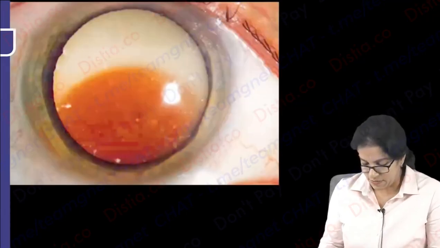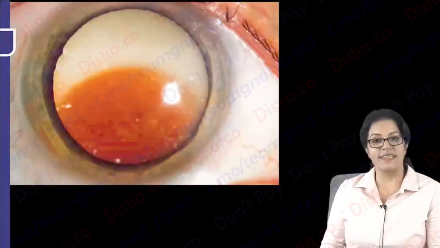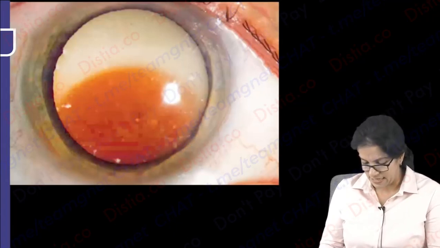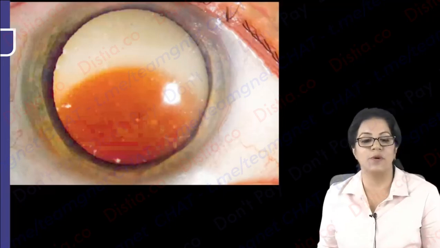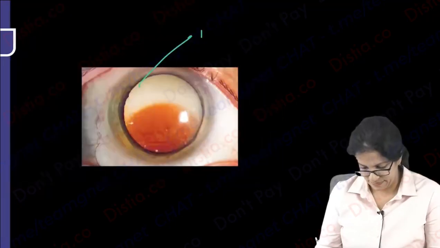Then, we have already discussed this accommodation part. Again, this is a mature cataract. And here comes your hypermature Morgagnian again.